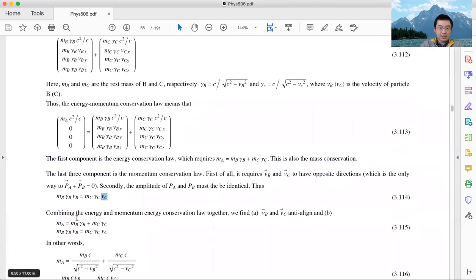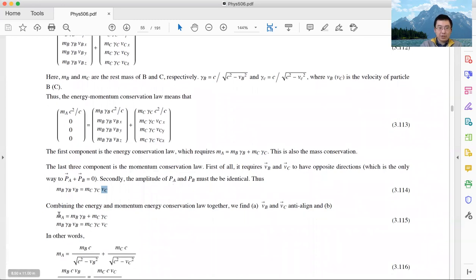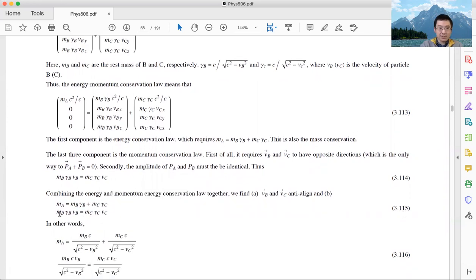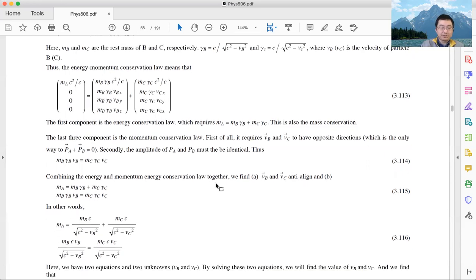Combining the energy and momentum conservation laws, we get two equations. The first equation is the mass conservation law, and the second equation says the momentum of particle B and the momentum of particle C need to have the same amplitude. On top of that, we also have one additional condition. That condition is that VB and VC need to be anti-aligned, pointing in opposite directions, and that is actually what is required from the energy and momentum conservation law.